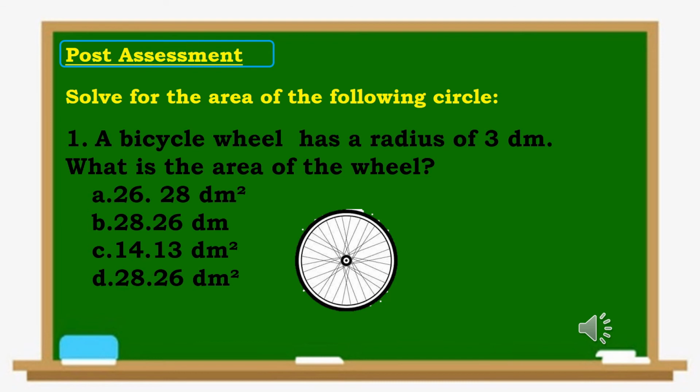Number 1. A bicycle wheel has a radius of 3 decimeters. What is the area of the wheel? A. 26.28 square decimeters. B. 28.26 decimeters. C. 14.13 square decimeters. D. 28.26 square decimeters. The answer is letter D, 28.26 square decimeters.